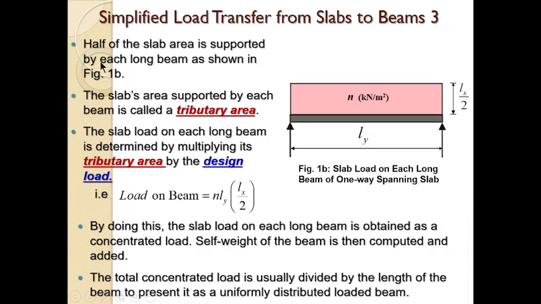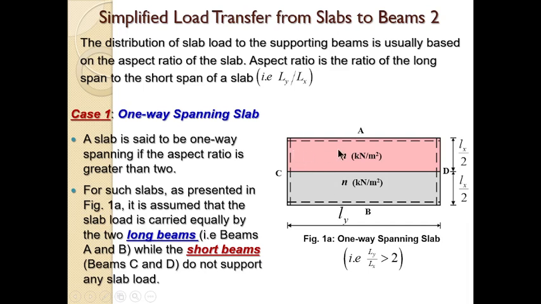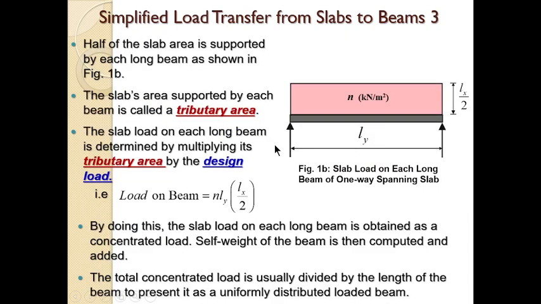Let's go. Now half of the slab area is supported by each long beam as shown in this figure 1b. So half of the slab area, like half here. Remember this slab is divided into two now. Half, this other one is carried by beam A. This other one is carried by beam B. That is what it means.